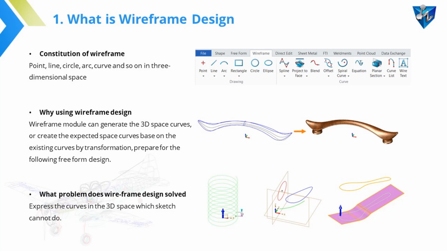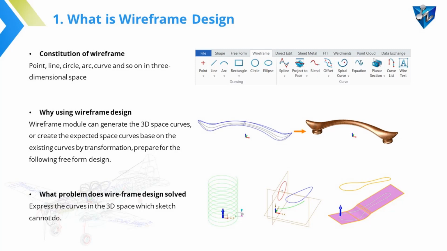Similar to sketch, wireframe consists of point, line, circle, arc, curve and so on. But the difference is, the sketch is arranged in the 2D space whereas wireframe is in the 3-dimensional space. Some may ask, why use wireframe design in 3D modeling?